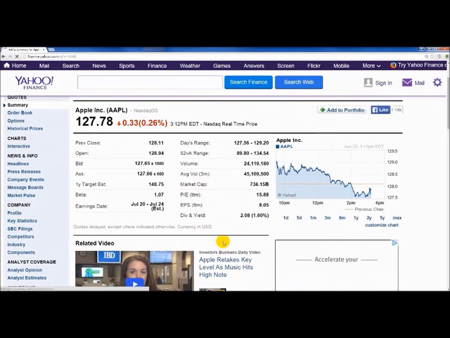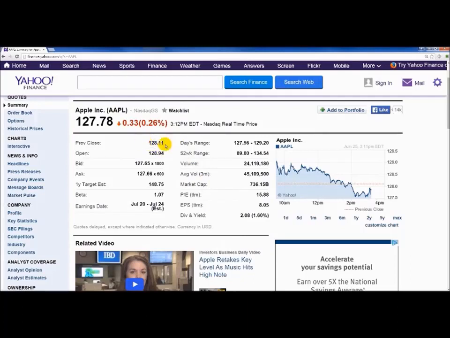So we have Apple here, and it used to be if you saw a 4-letter ticker symbol like AAPL, you would know that the stock traded on Nasdaq, but that's not the case anymore. You will see 2- and 3-letter ticker symbols on Nasdaq and 4-letter ticker symbols on the New York Stock Exchange, so things have gotten kind of hybridized. Right now, Apple stock is trading at $127.78 per share. That is down 33 cents from yesterday's close. Yesterday's close, then, if we added 33 cents to 127.78, we would see was 128.11, which is exactly what it says here.